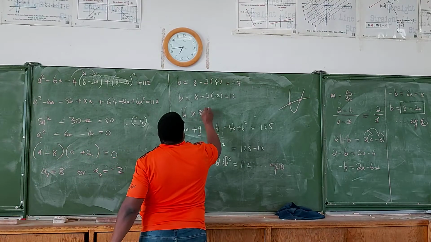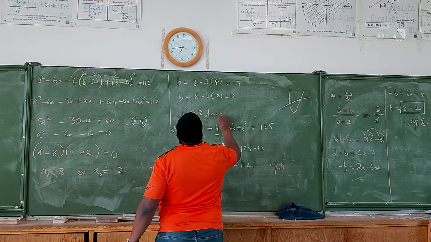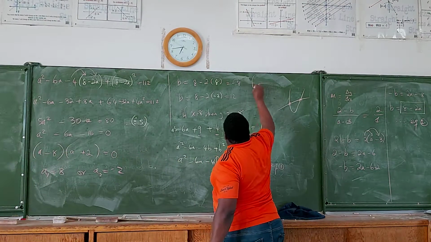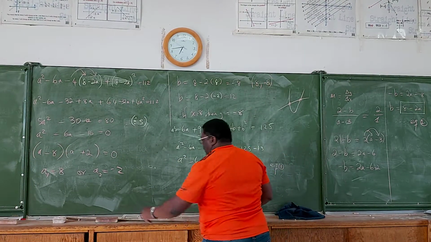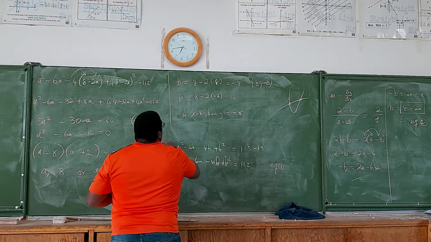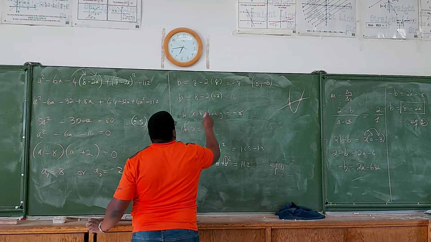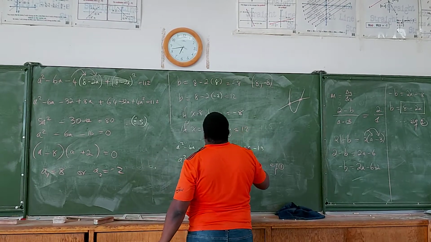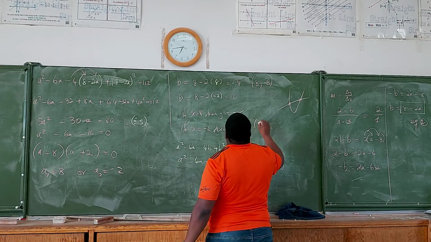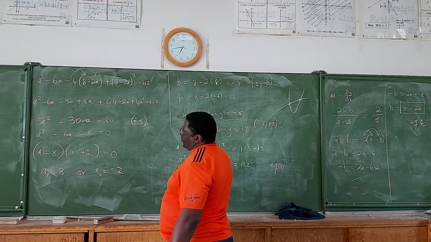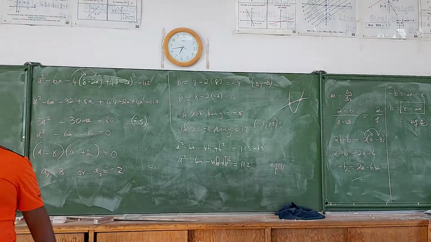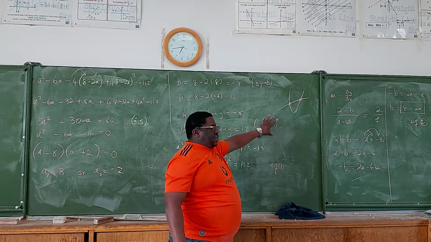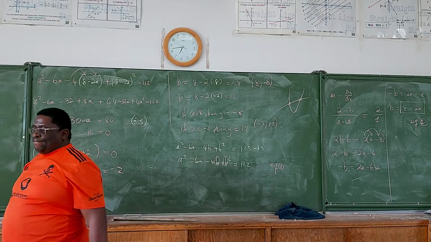If x is equal to 8, then y is equal to negative 8. That makes sense? So we are talking about the point 8, negative 8. So far so good? If x is equal to negative 2, then y is equal to 12. So we are talking about the point negative 2, 12. Does that make sense? So I believe this is the answer to that particular question.